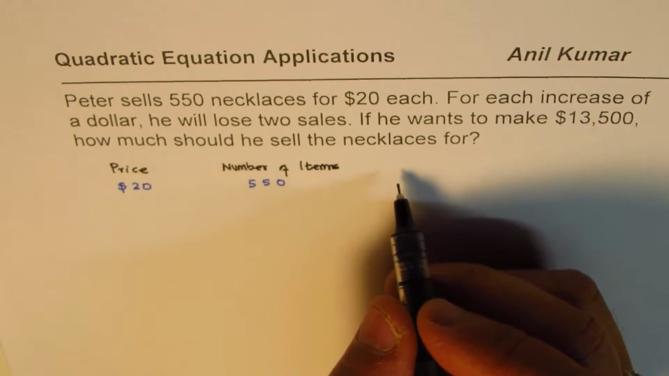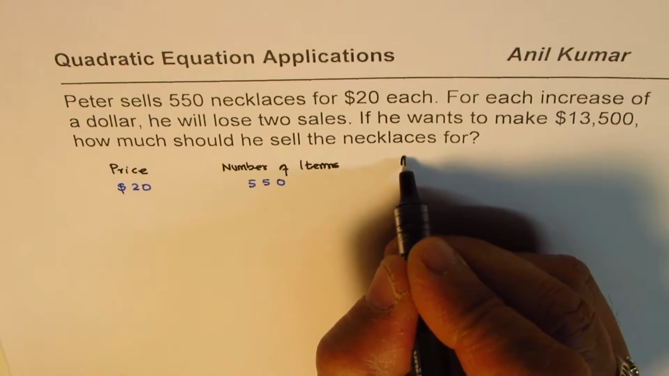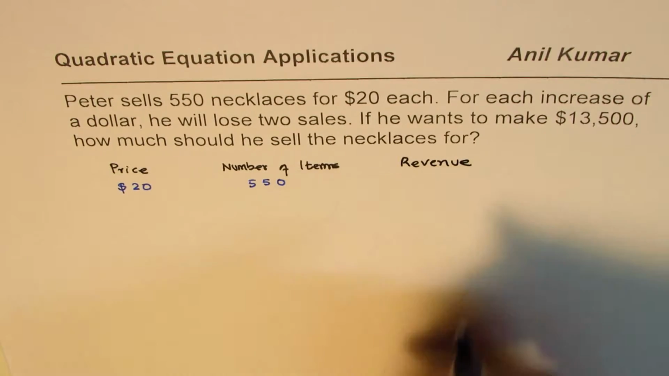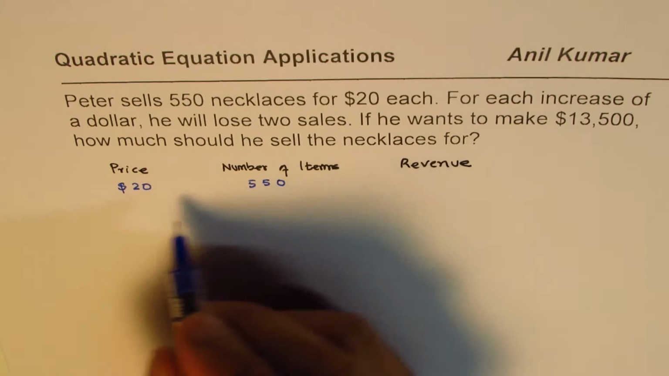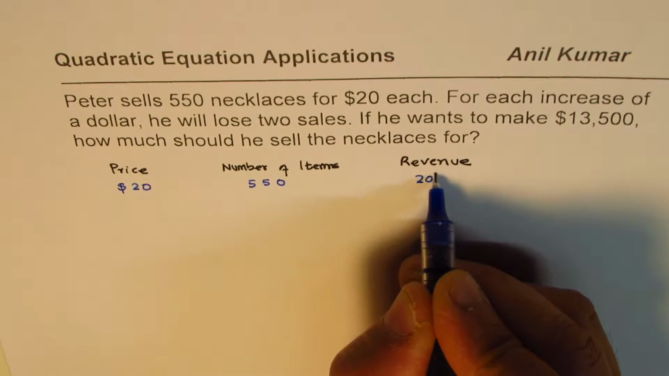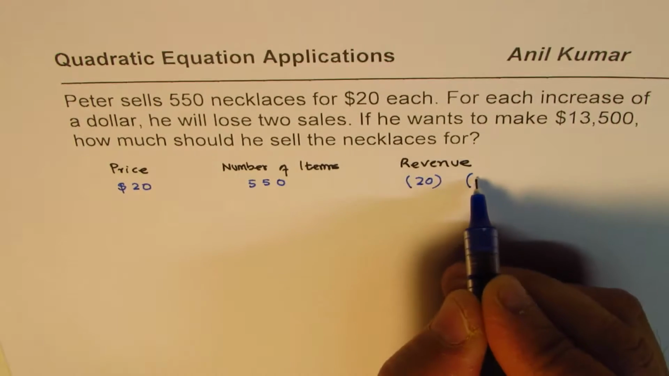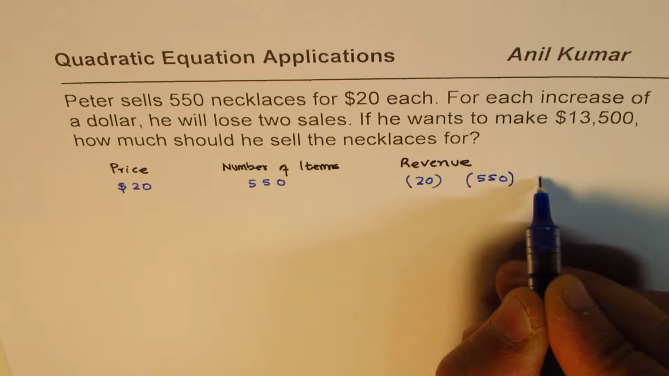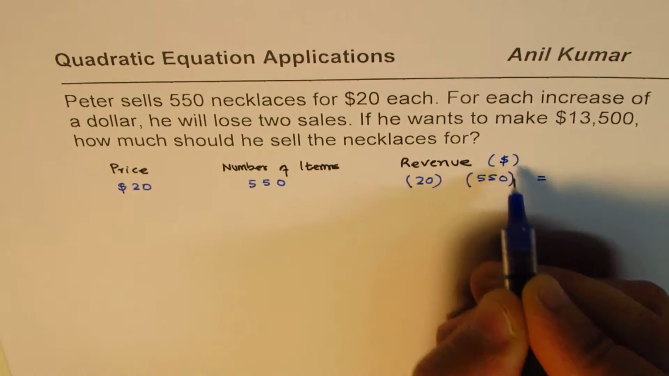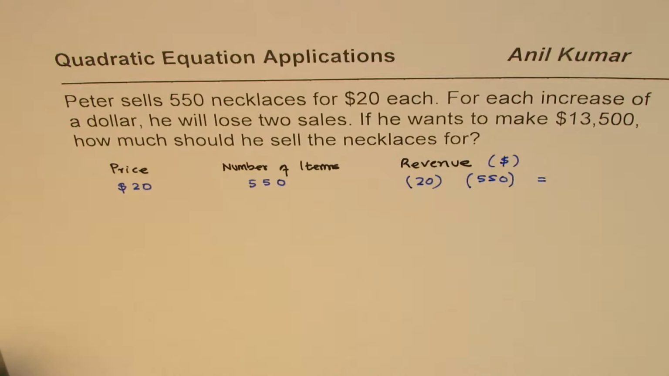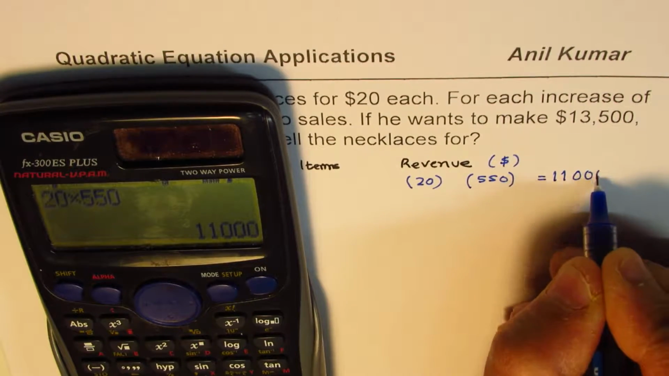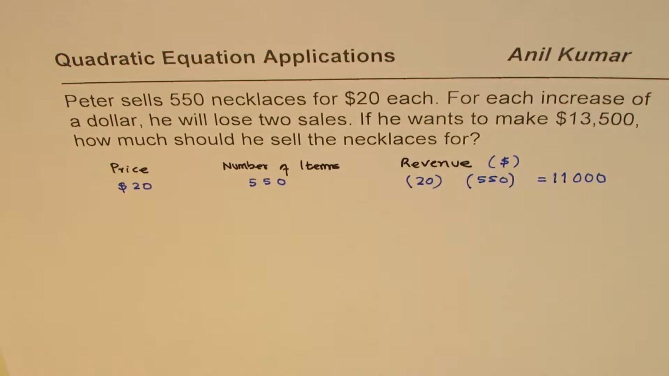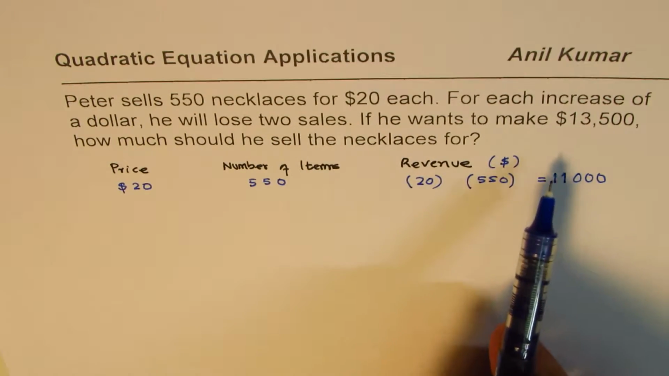That is called your revenue. Normally we say revenue, so revenue will be the product of these two. In our case, this revenue will be the price at which you sold the item, which is 20, times the number of items you sold, which is 550, and when you multiply them, you get your revenue in dollars. Let's use the calculator. 20 times 550 is 11,000. So if Peter continues to sell for $20, he's going to make 11,000.